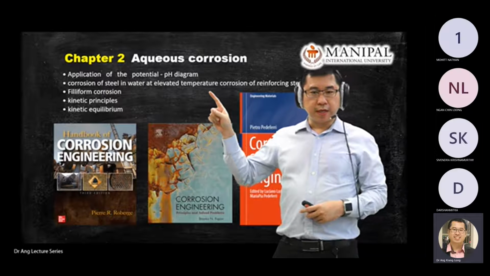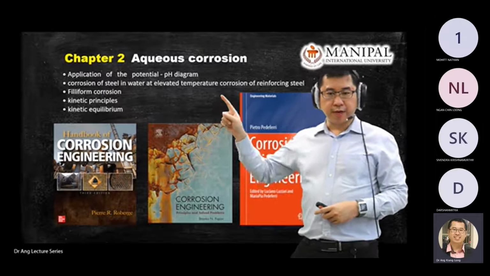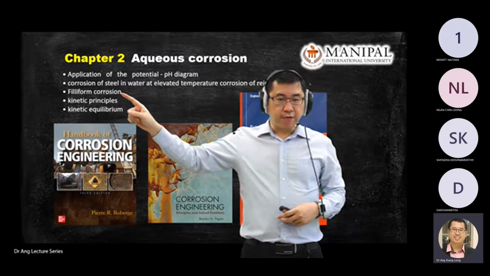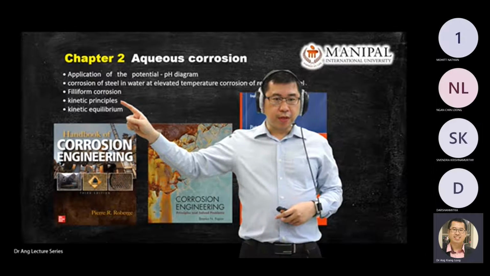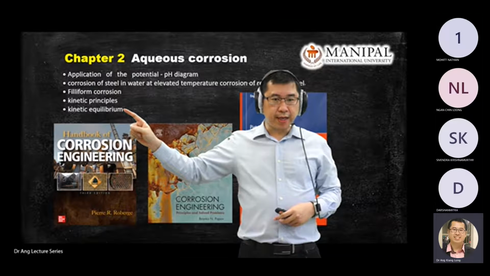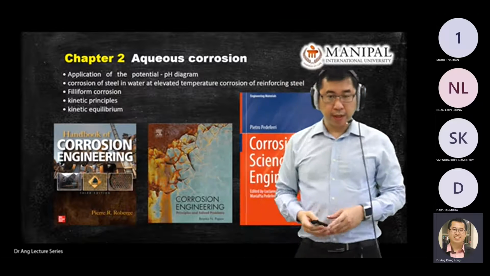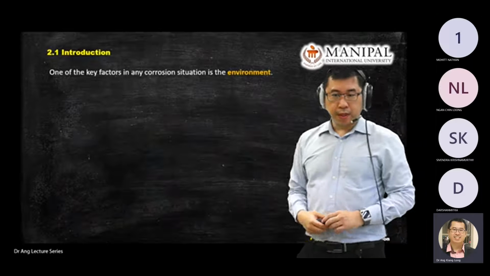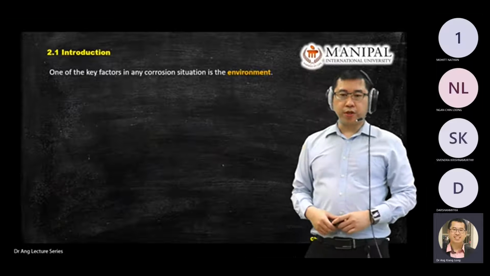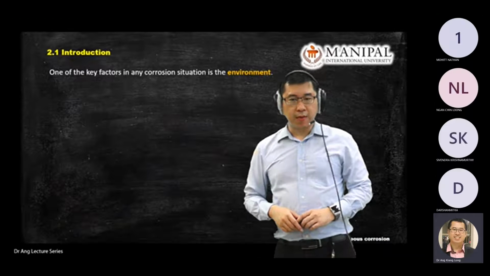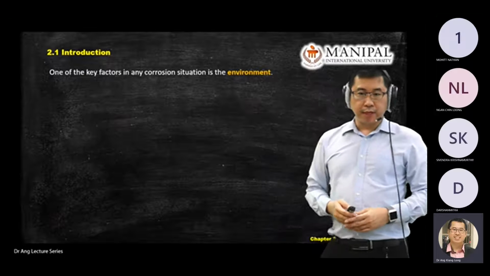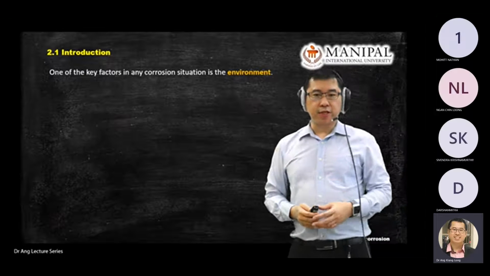So this one, we see how, if we have time, we include this one. Then we look at filiform corrosion. We look at kinetic principle and kinetic equilibrium. All right. So you can download the tutorial questions from the Moodle. So just to follow along, you can fill in the blank spaces there.